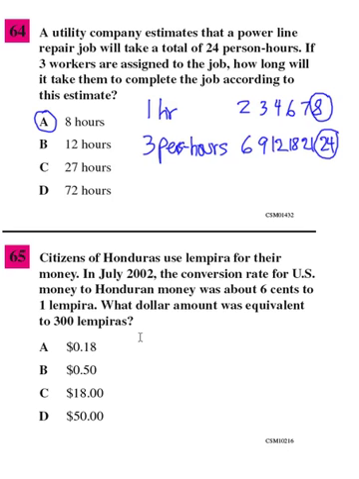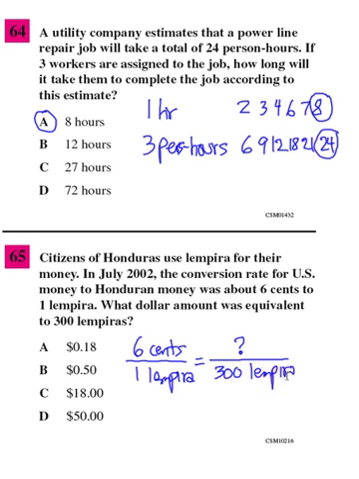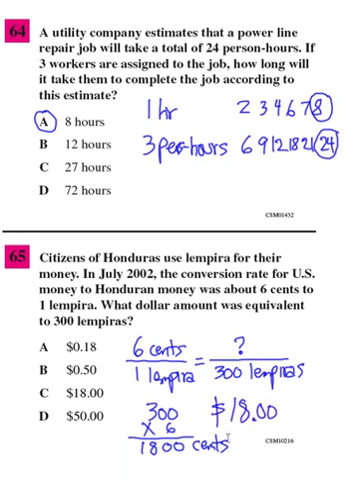So we have that 6 cents is 1 lempira. We want to know how much money we would have with 300 lempiras. So it's going to be 300 times 6 divided by 1. That's just plain 300 times 6. So that would be 1,800 cents. In dollars, that's $18. The answer is C.